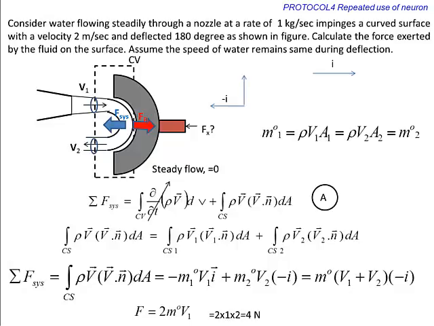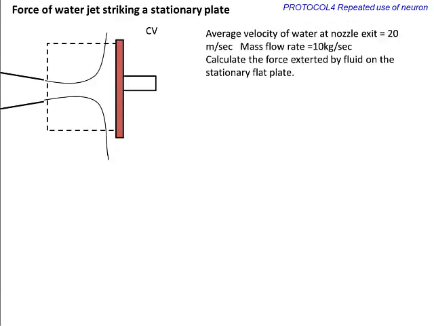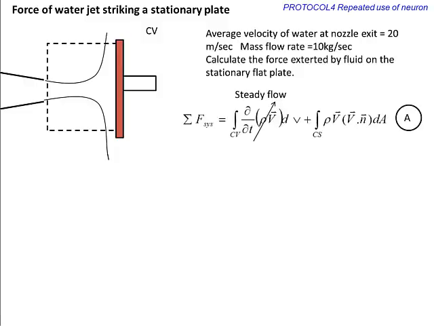Consider another problem. A water jet is striking a fixed plate as shown in the figure. The average velocity of water at the nozzle exit is 20 meters per second. Mass flow rate equals 10 kilograms per second. Calculate the force needed to prevent the plate from moving horizontally, due to the impingement of the water stream. Consider the steady flow momentum equation.